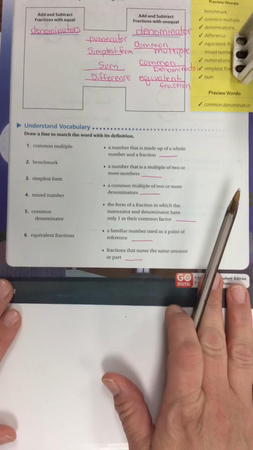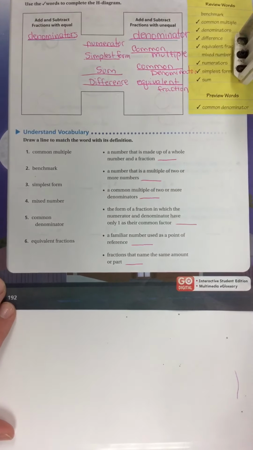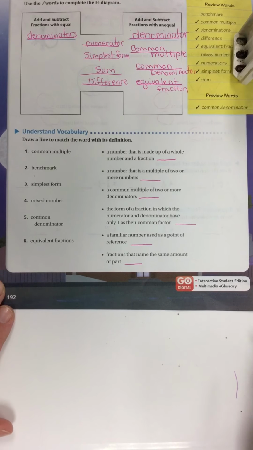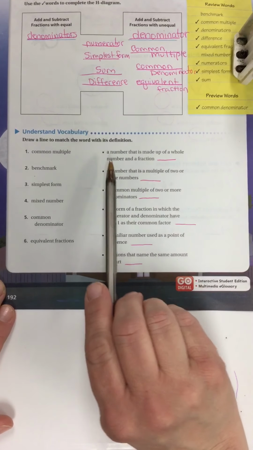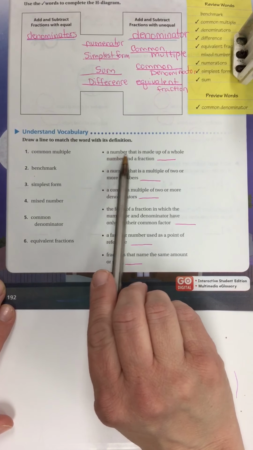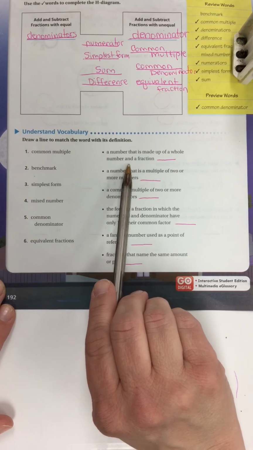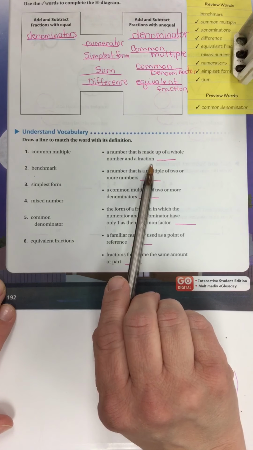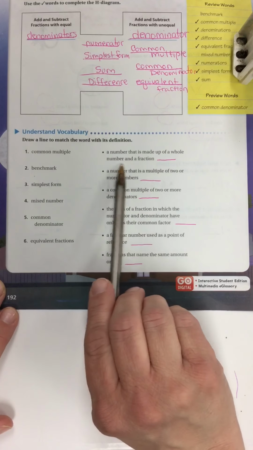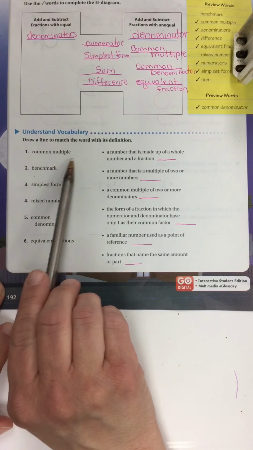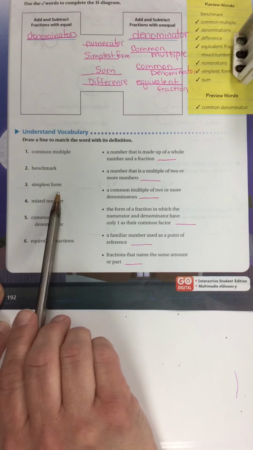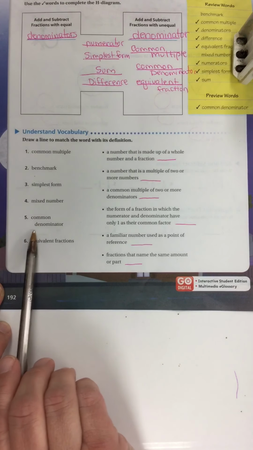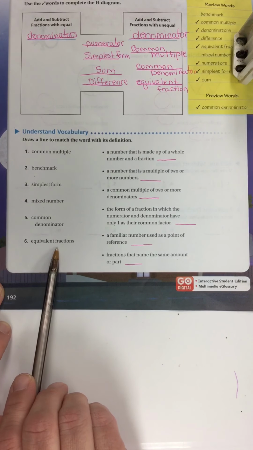But what I want you to look at is this: draw a line to match the word with its definition. Well, look at the first definition. A number that is made up of a whole number and a fraction. Is it a common multiple, a benchmark, simplest form, mixed number, common denominator, or equivalent fraction?